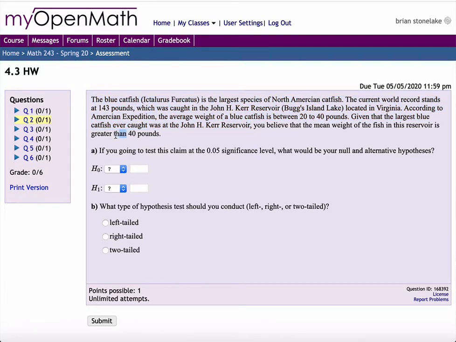You believe that the mean weight of the fish in this reservoir is greater than, if I'm going to highlight 2 words for you, it's these 2. It's not that you think it's less than. It's not that you think it's different than. You think it's greater than 40 pounds. And I believe that with this little half a sentence here, you can answer everything that you need down here. Everything above, just messing with you.